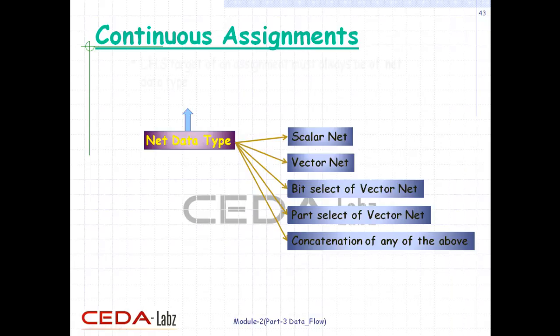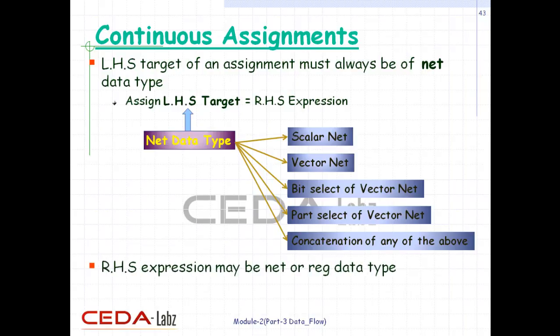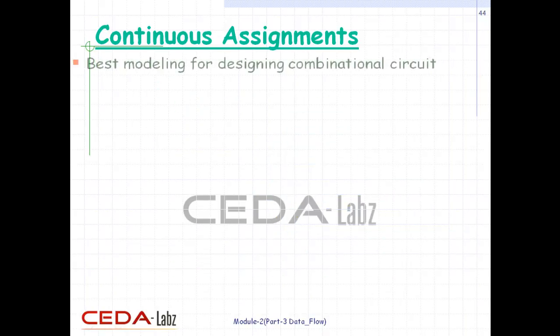The left-hand side of an assignment must always be a scalar or vector net or a concatenation of scalar and vector nets. It cannot be a scalar or vector register. Here is the syntax. The operands on the right-hand side can be registers or nets or function calls. Registers or nets can be scalar or vectors. Continuous assignments provide a way of modeling combinational logic at a higher level of abstraction than gate-level logic. It is best modeling for combinational circuits because of nature of continuous assignment statements, that is, concurrent.